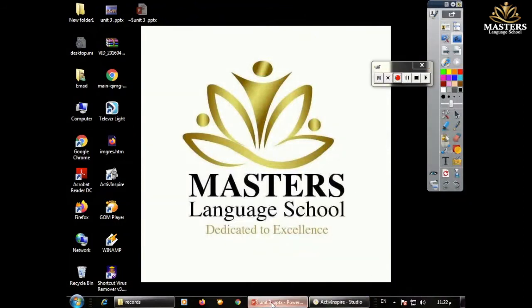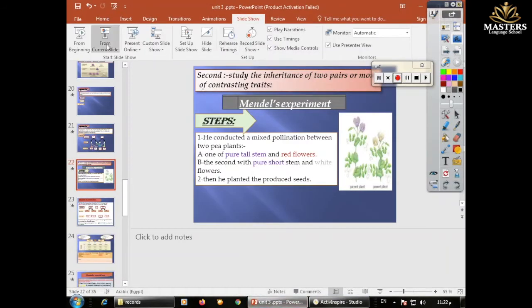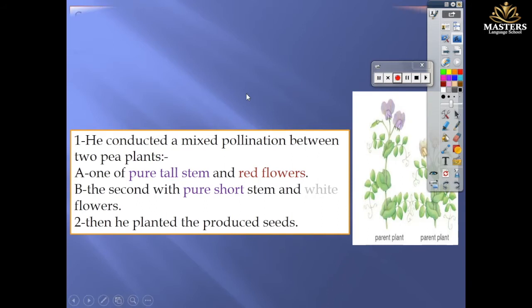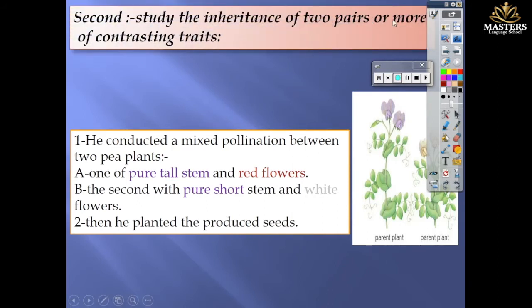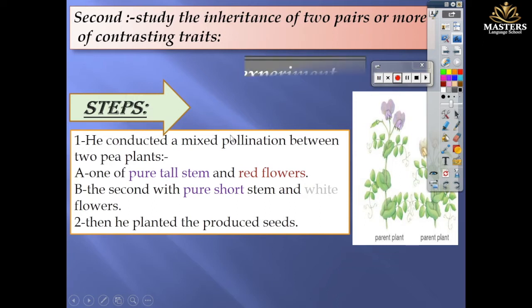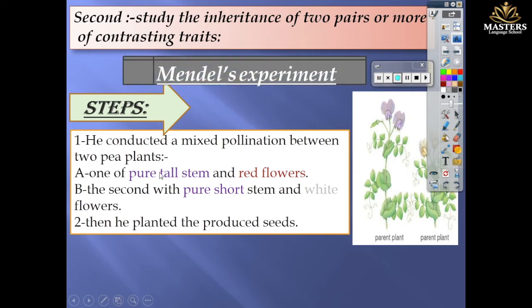Hello, my dear students. Now we are talking about the inheritance of two pairs or more of contrasting traits. We said before the inheritance or transmission of only one pair of contrasting traits, like yellow seed and green seed of pea plants. But now we are talking about the inheritance of two pairs or more of contrasting traits. Okay, let's see the mental experiment.